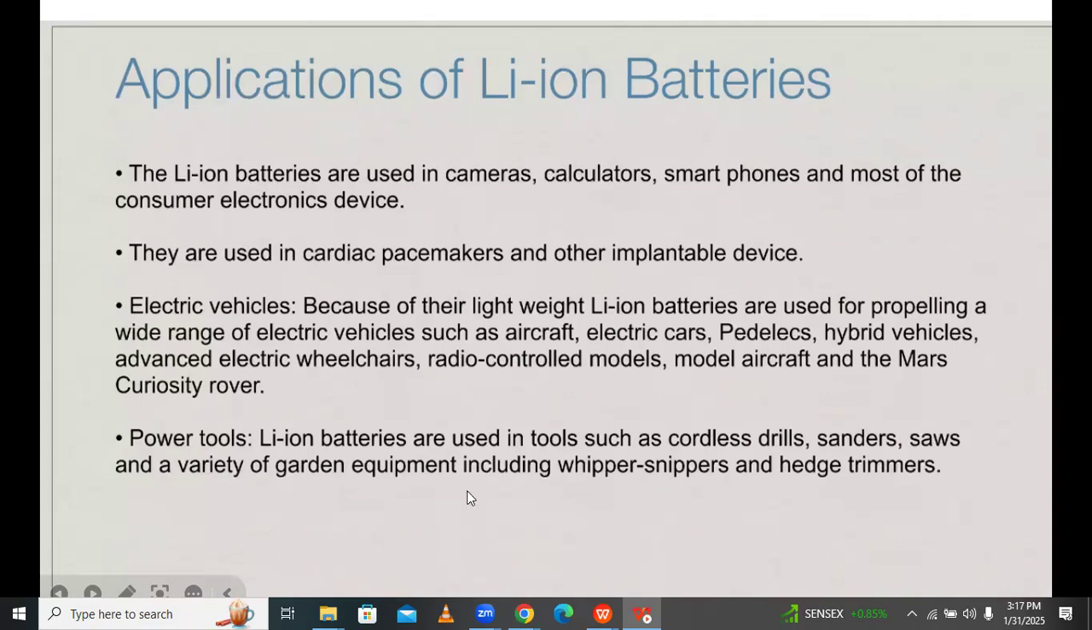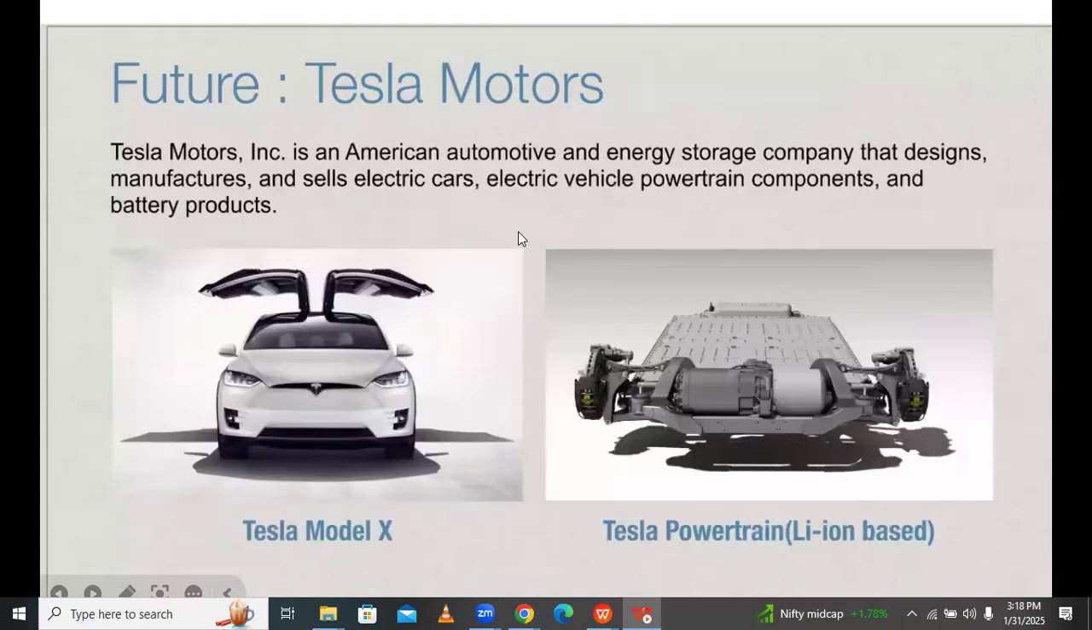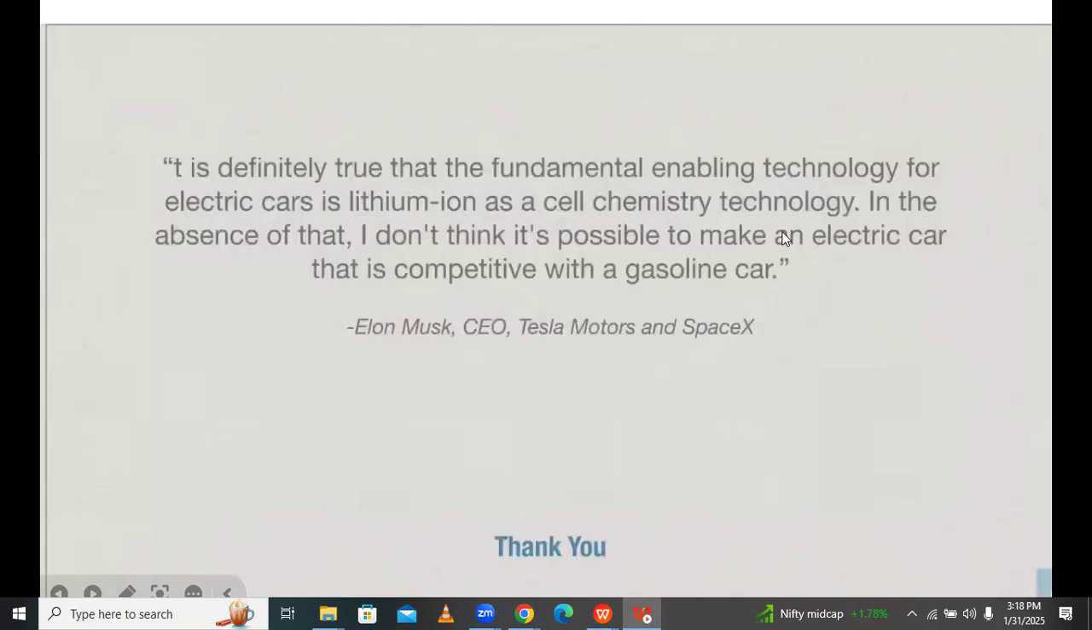Applications of lithium ion batteries. Lithium ion batteries are used in cameras, calculators, smartphones, and most consumer electronic devices. They are generally used in electronic devices because the power density of lithium ion batteries is very high. They are used in cardiac pacemakers and other implantable devices also. In electric vehicles also, lithium ion batteries are used. They can also be used to operate power tools. These are some applications of lithium ion batteries. So this is about lithium ion batteries.